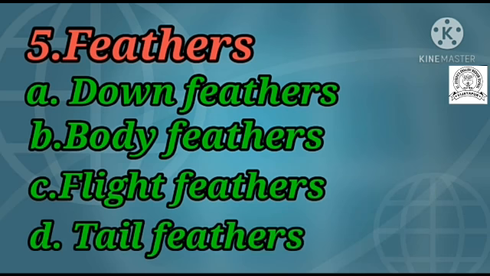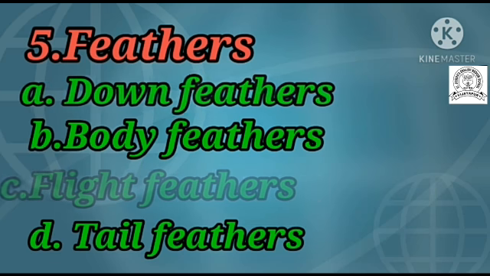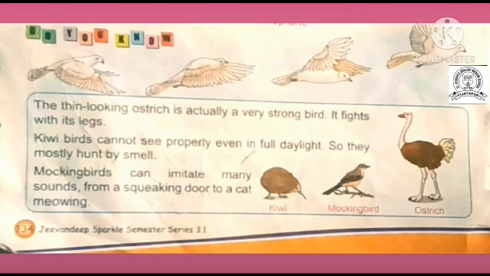And the last one is the tail feather. The tail feather is also long, and it helps the birds to slow down. It works like a brake. When the birds want to stop flying, at that time tail feathers are very useful. Now the next, the thin looking ostrich is actually a very strong bird. It fights with its legs. Kiwi birds cannot see properly even in full daylight, so they mostly hunt by smell. Mockingbirds imitate many sounds, from a squeaking door to a cat mewing.